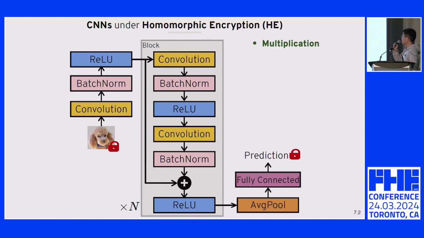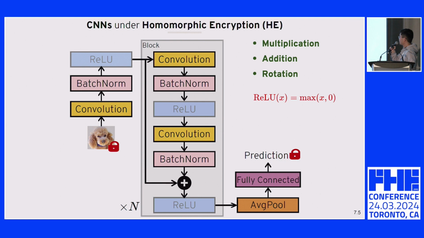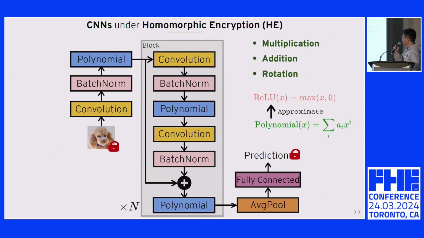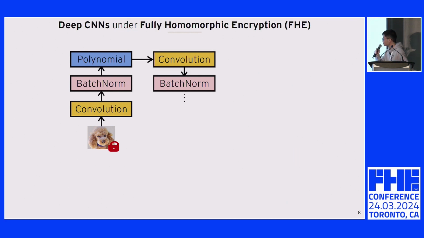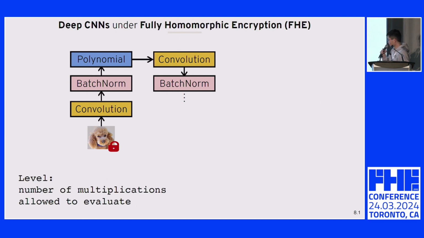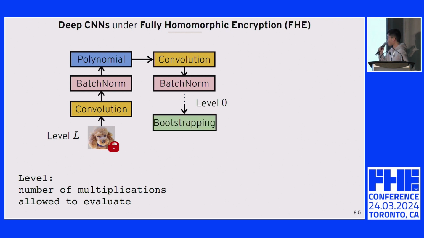We know CKKS only supports multiplication, addition, and rotation. And the ReLU nonlinear activation function is a maximum. So we need to replace the ReLU activation functions by polynomials. And as the convolutional neural network goes deeper, we should consider the level. Level means the number of multiplications allowed to evaluate. We assume the input ciphertext level is capital L. After we go through these layers, at some point we will run out of levels, and the level will be zero. So we need a bootstrapping to refresh the ciphertext to a higher level. After we refresh it, the level will be capital L minus capital K. And then we can continue our evaluation for the remaining layers.